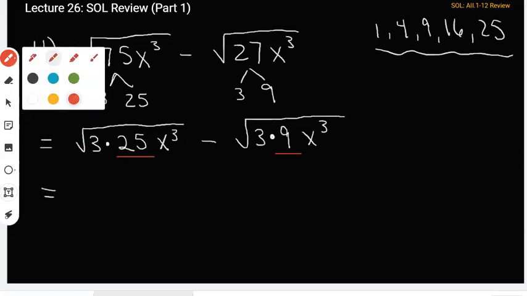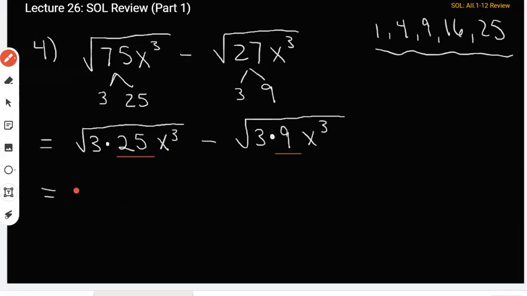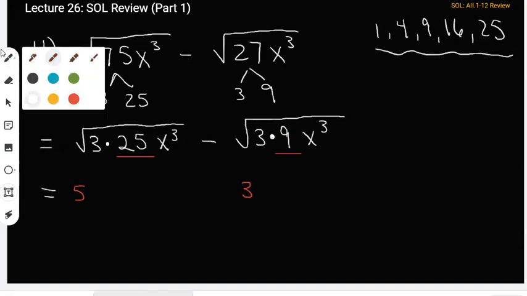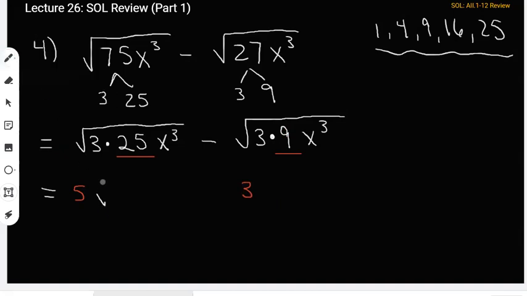So what is the square root of 25? That is going to be 5. What is the square root of 9? That's going to be 3. But everything else has to stay inside the square root. So I'm still going to have this 3 left under the square root, and I'm still going to have the x cubed. Those aren't going anywhere. Inside this square root, I'm still going to have this 3 and this x cubed.